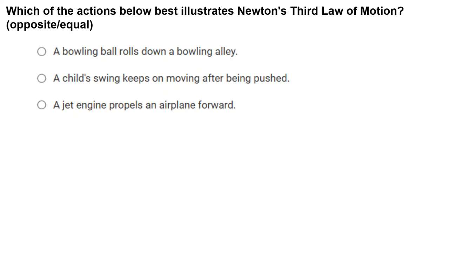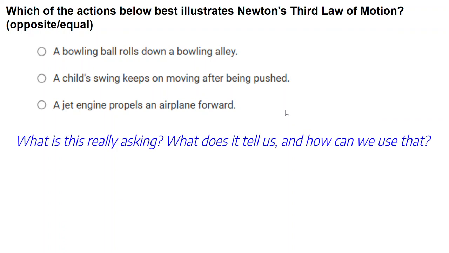Another problem that several people missed was this one. It says, which of the actions below best illustrates Newton's third law of motion, which is our opposite and equal forces law? Here are our options. A bowling ball rolls down a bowling alley. A child's swing keeps on moving after being pushed. A jet engine propels an airplane forward. What is it really asking? It wants to know which of those 3 scenarios is best showing Newton's third law. Newton's third law says for every action there is an equal and opposite reaction.